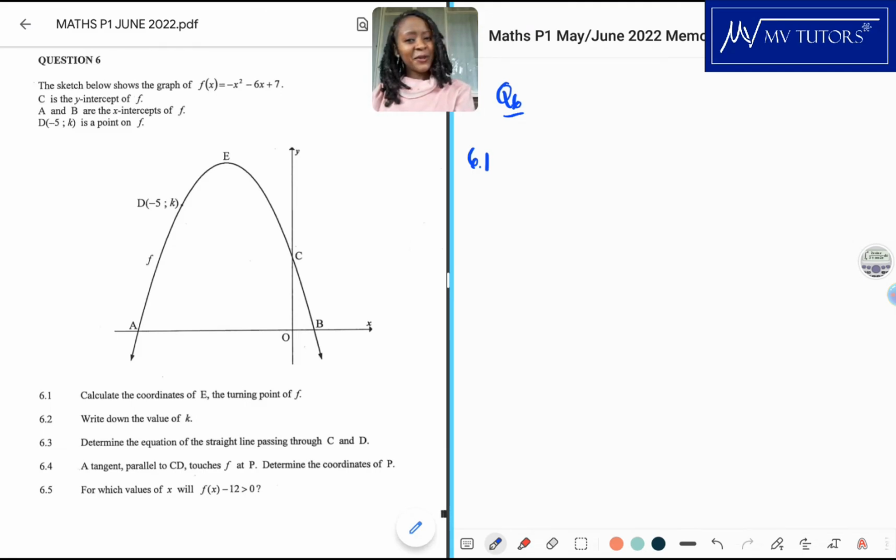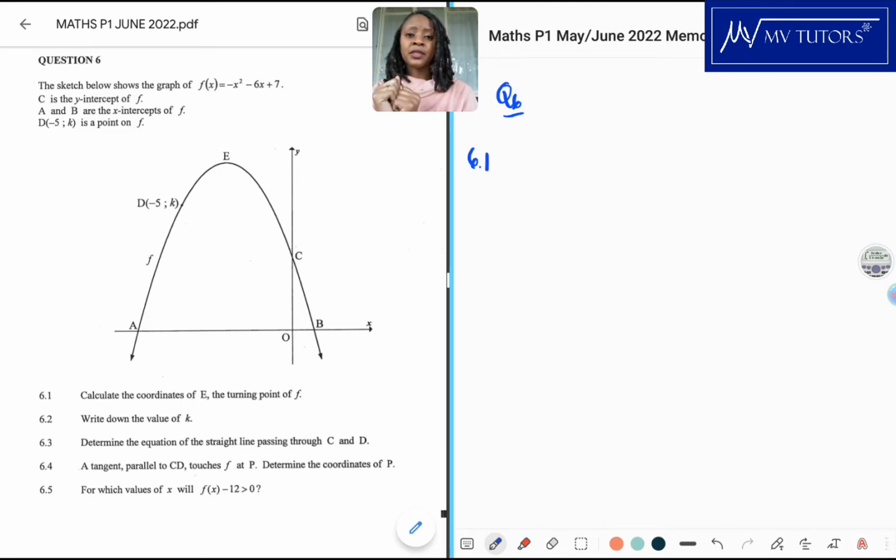There are 3 ways I would calculate the turning point, but one way is dependent on getting the x-intercepts. But you can get them. Once you get the x-intercepts, A and B, you work out the distance between A and B, and then you go halfway, and that will give you your x value. Once you get your x value, you substitute it in the equation to get your y value. That's the first way.